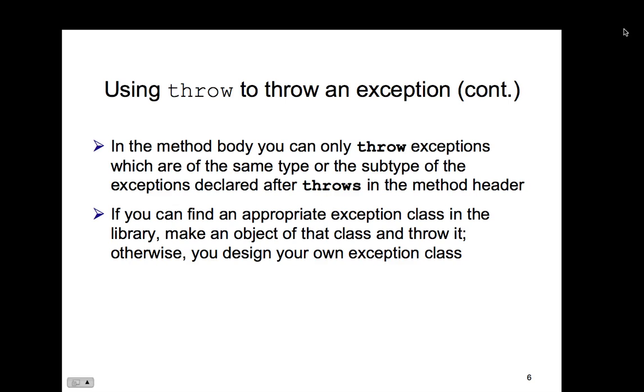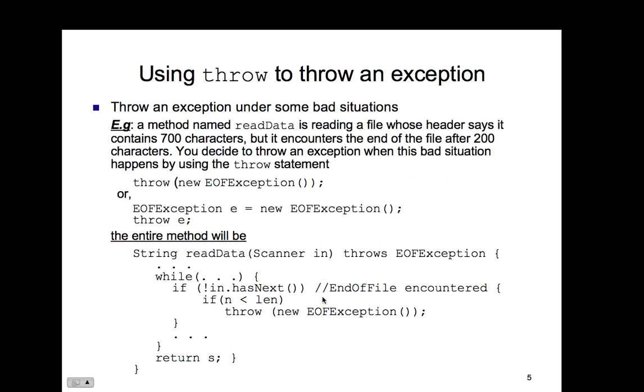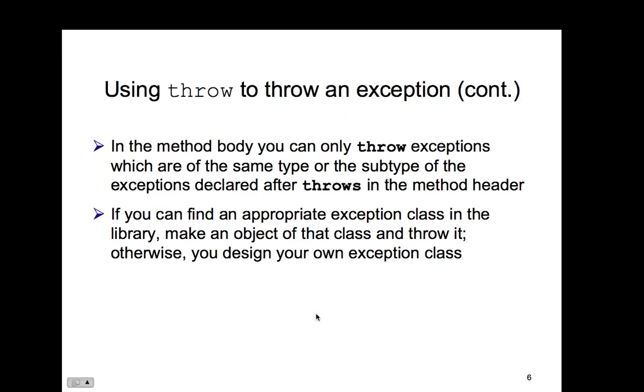In terms of the concept, in the method body only throw exceptions which are not the same type or a subtype of the exceptions declared after throws. So you can mix and match. In this particular example, we have end of file. We're using the same exception, so they're the same type as after throws in the method header. If you can find an appropriate exception class in the library, make an object of that class and then throw it, essentially, which is what this example is showing you.